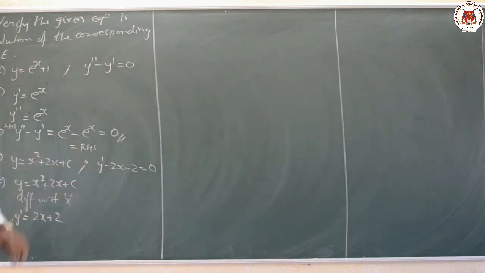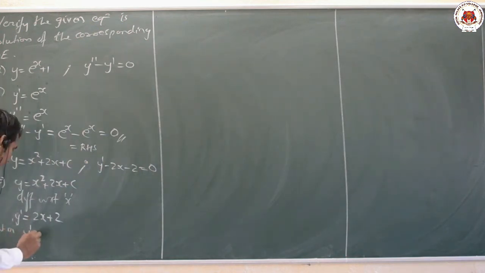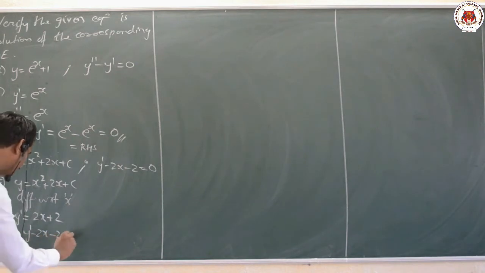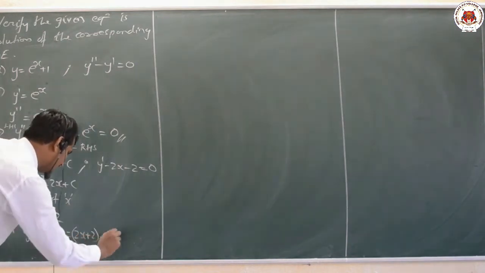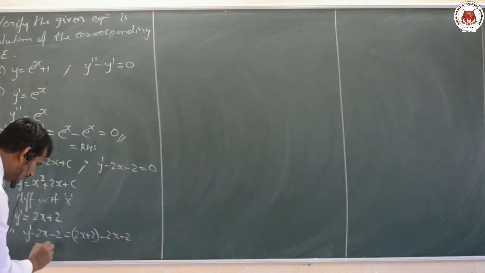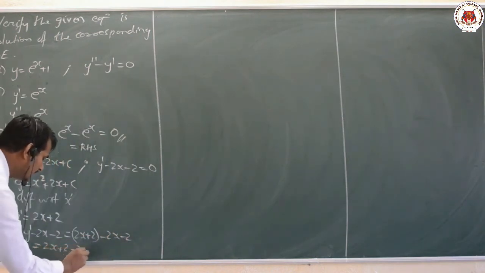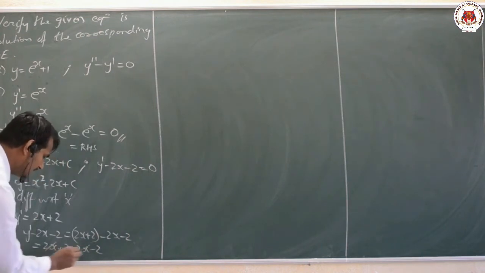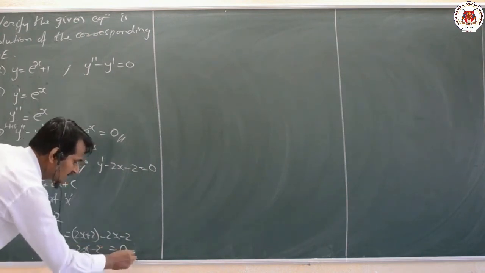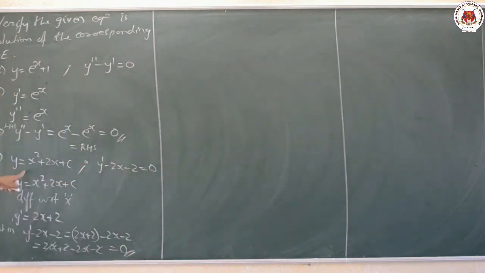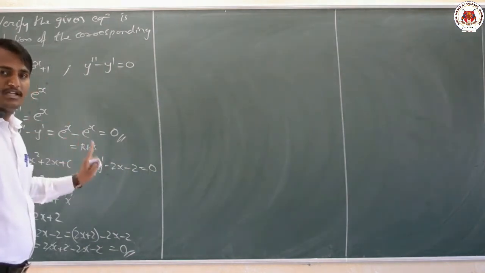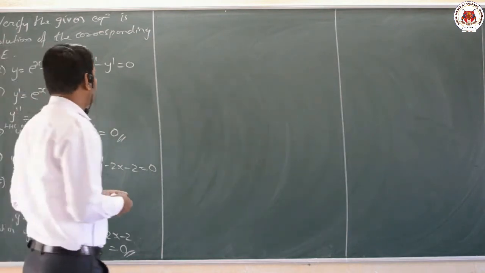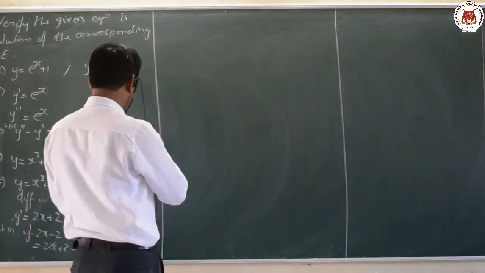Substitute this value in the differential equation. Put in y dash minus 2x minus 2, where the y dash value is 2x plus 2, minus 2x minus 2. The value will be 2x plus 2 minus 2x minus 2. Here it gets eliminated, and the value will be 0. Therefore, the given equation is a solution of the corresponding differential equation. It is a very, very simple example.